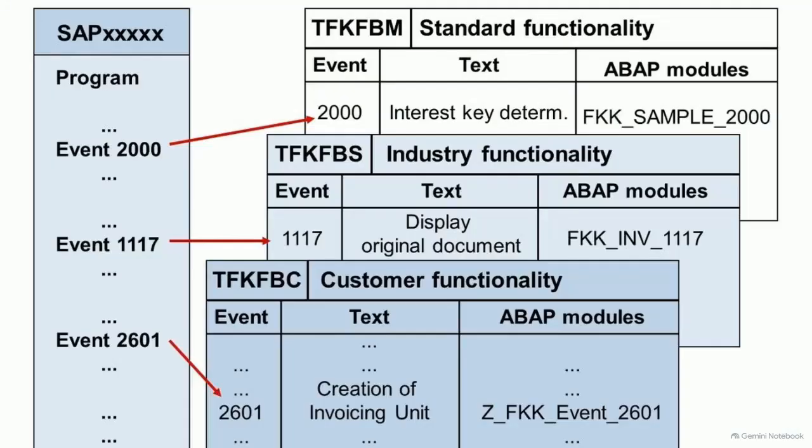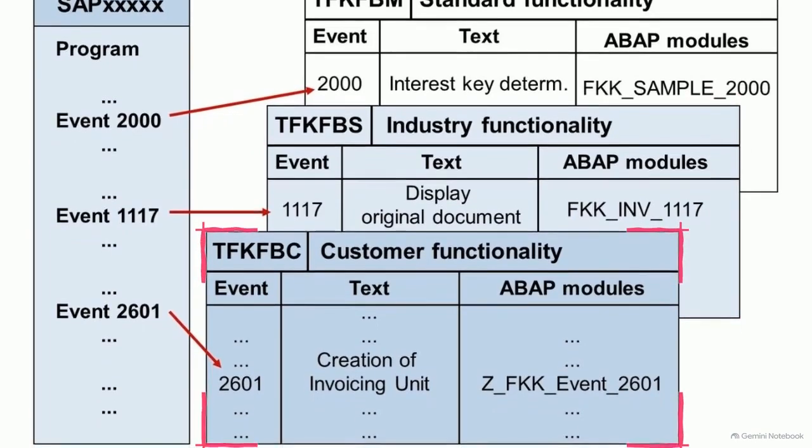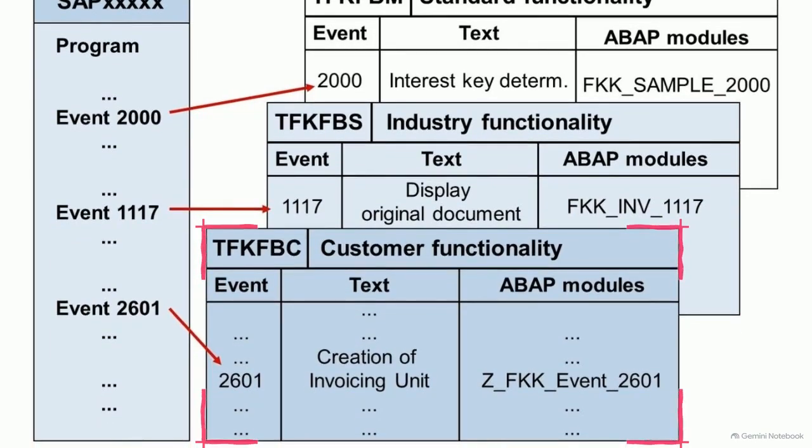This architecture is governed by 3 customizing tables. Table TFKFBM stores standard SAP sample modules used as templates. Next, TFKFBS holds industry-specific modules for sectors like utilities. Finally, TFKFBC is the critical table where you register installation-specific custom code.